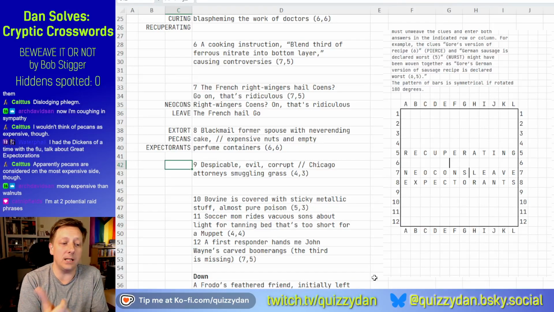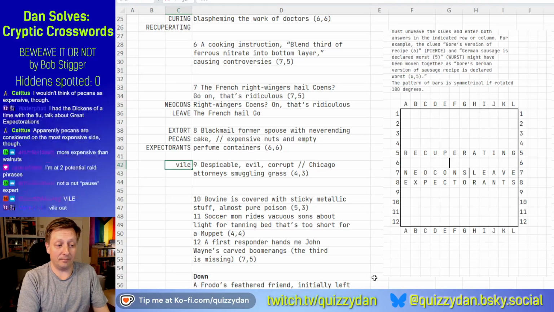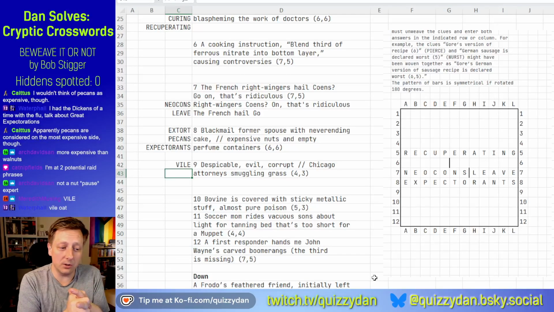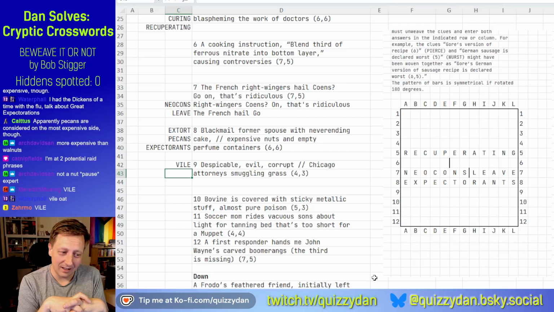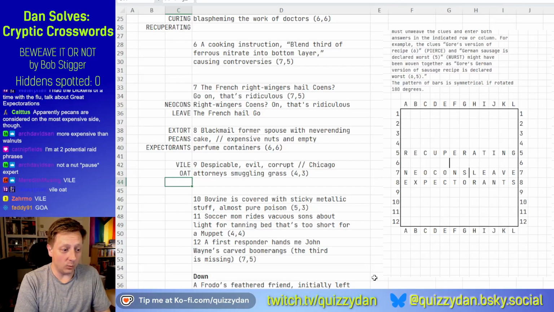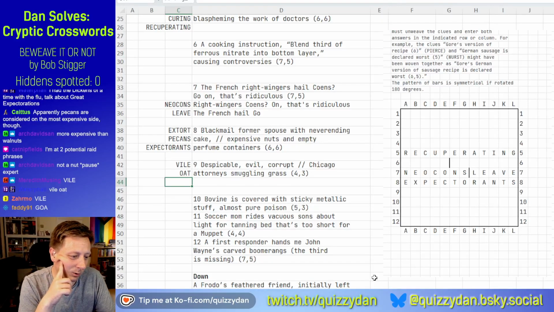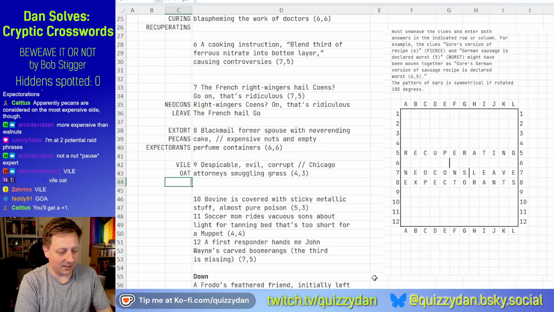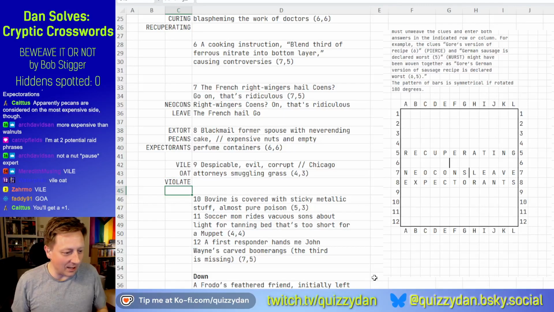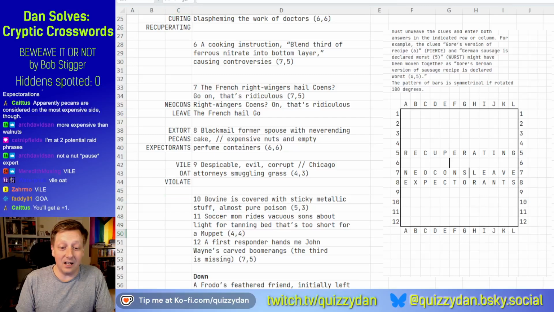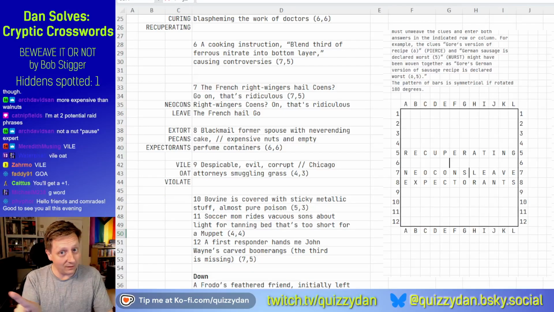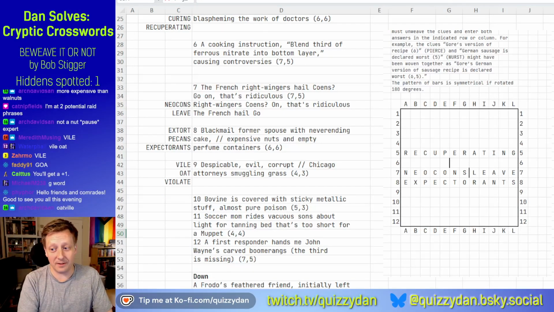I think despicable, evil, corrupt is just an anagram of evil, and it's vile. And then Chicago attorneys, is it my favourite? I'm hoping it's oat. And then we'll get... what will we get, though? Violate. There's your weaved together word. There we go. And I very much get a +1. Not a +1/2. It wasn't half a clue. That's definitely 2 clues.